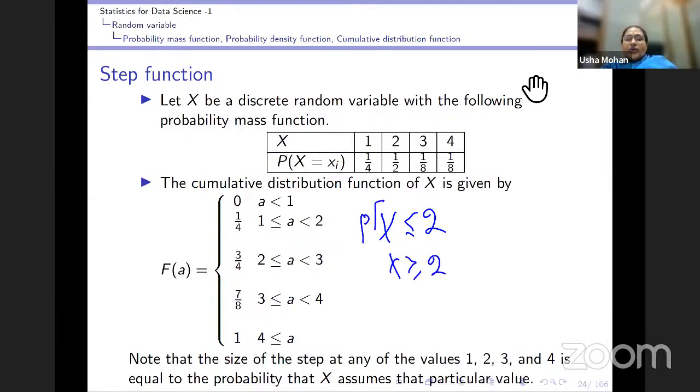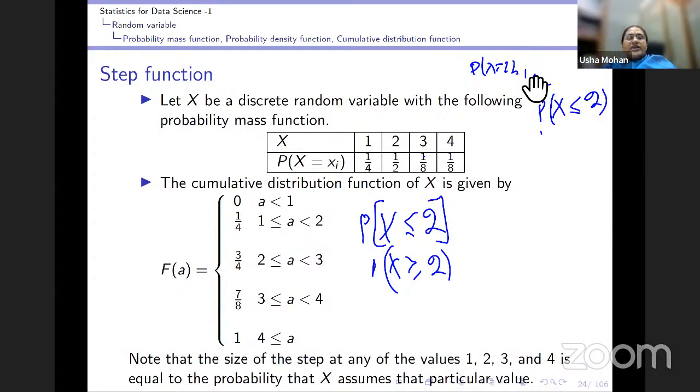So I'm interested in knowing this probability. I know probability X equal to 2 is 1/2. But now I'm interested in knowing the probability X is less than or equal to 2. That is probability X equal to 1 plus X equal to 2. So I'm accumulating these two probabilities. If I want probability X is greater or equal to 2, it is probability X equal to 3 and X equal to 4. So I define what is called a cumulative distribution function.